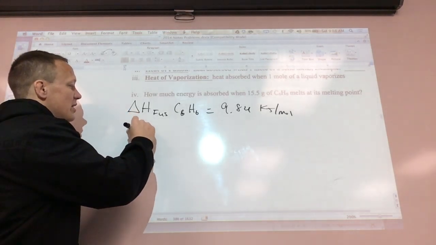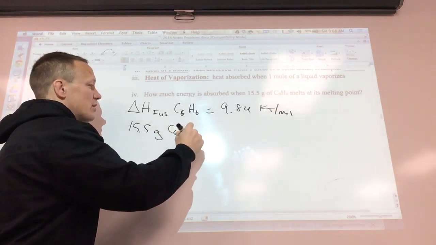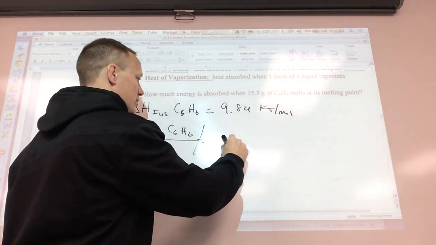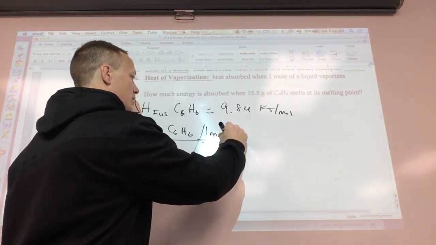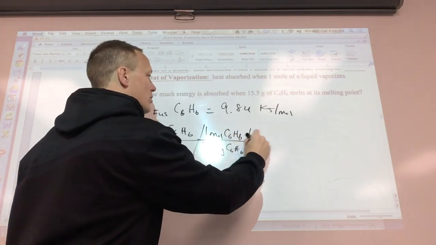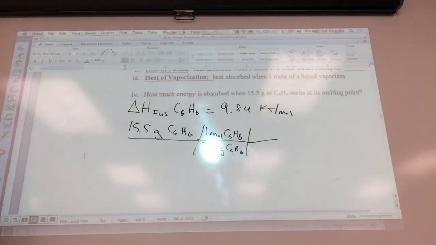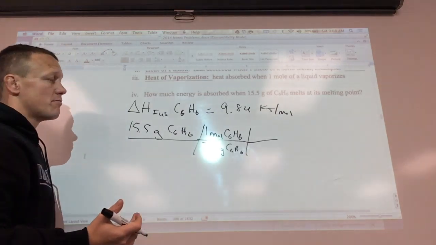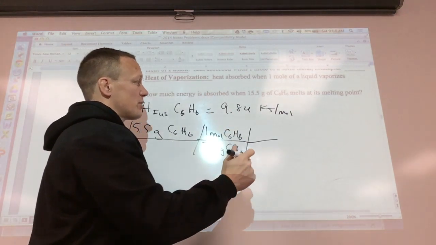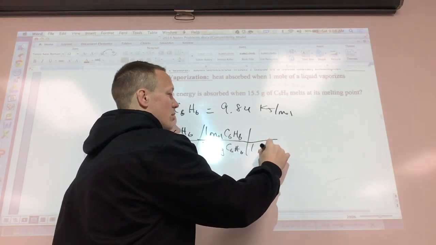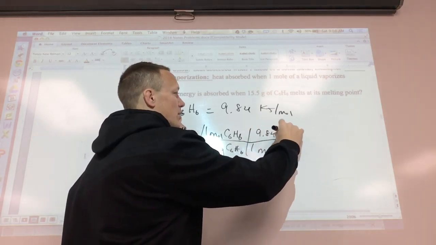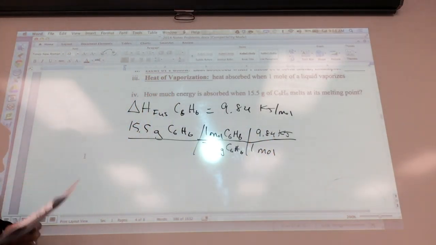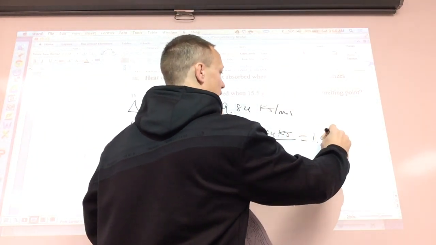So we have 15.5 grams of C6H6. It's 78 grams per mole. And now we can use our enthalpy there. Every mole, so it's this many kilojoules per mole to make it melt. So you have to add that many kilojoules to make a mole melt. So every mole requires 9.84 kilojoules. If we were melting water, every mole requires 6 kilojoules. This substance is a little bit harder to melt, apparently. So you get an answer of 1.96 kilojoules.